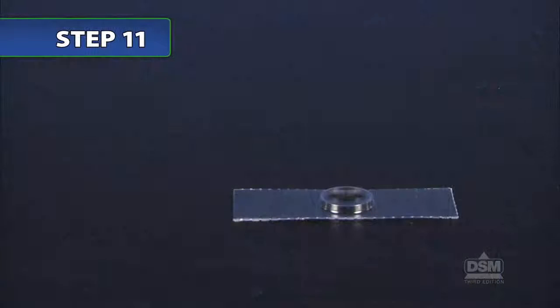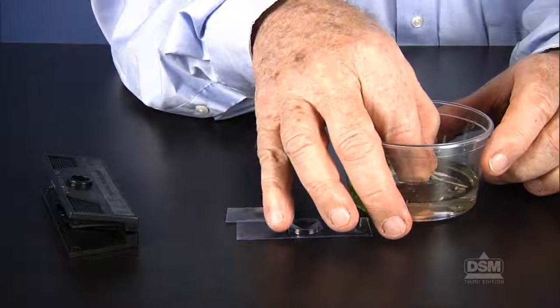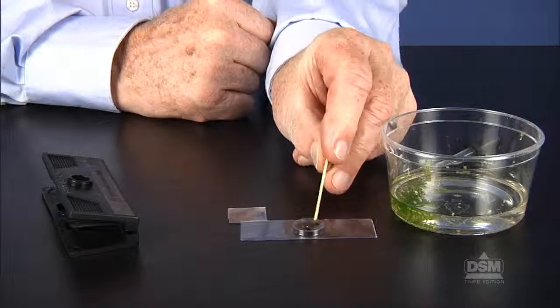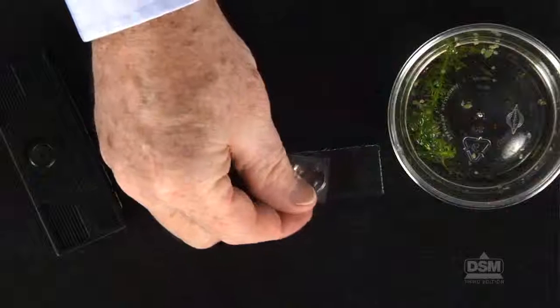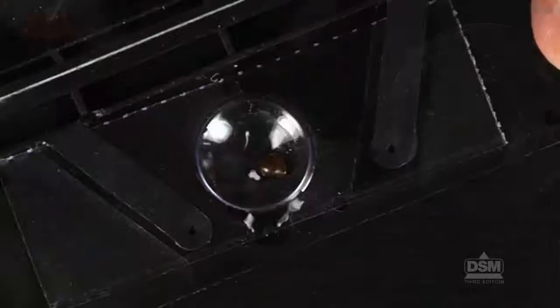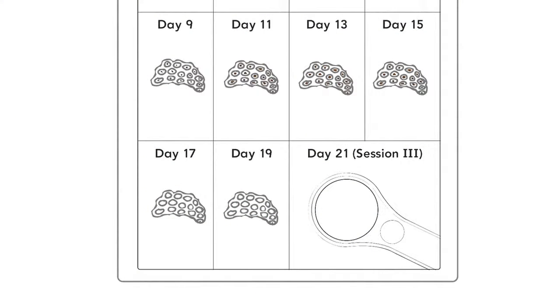Distribute a depression slide, a cover slip, a dropper, and a toothpick to each team. Instruct students to pick up a baby snail with a toothpick and place it in the well of a depression slide, along with a couple of drops of water from the dish. Have them cover the slide with a cover slip and view the baby snail under the pocket scope. Students should see that baby snails look just like adult snails, except smaller. Have students add a drawing of this baby snail to the last square on their activity sheet.